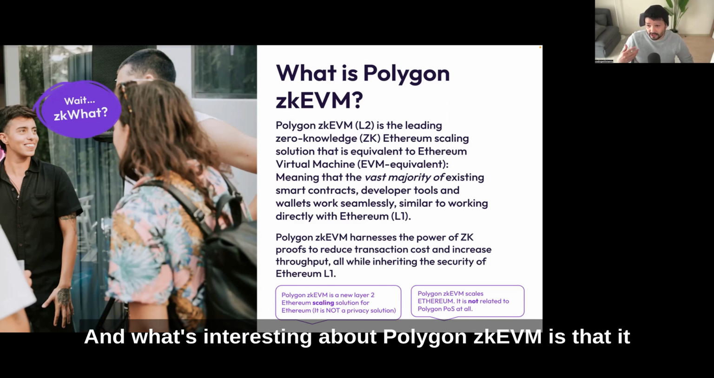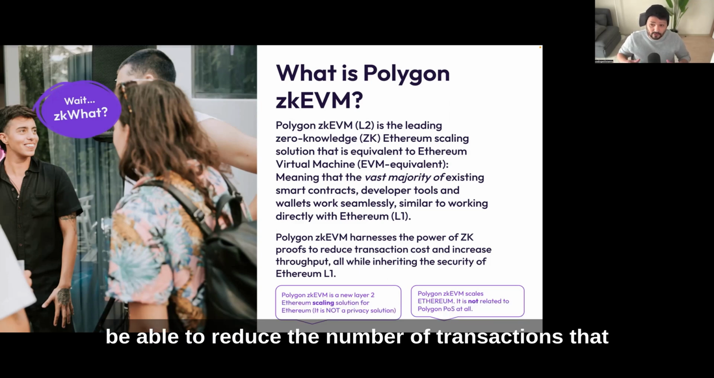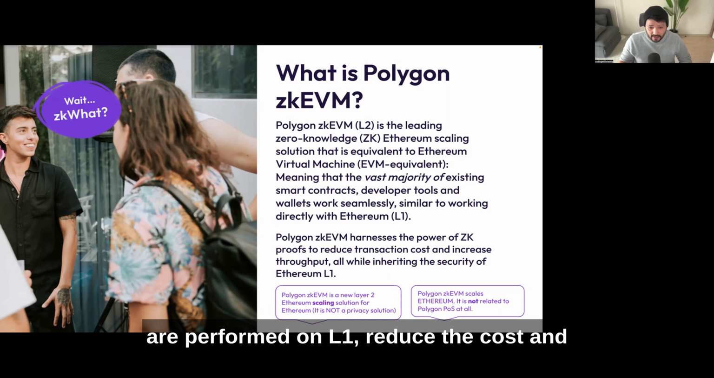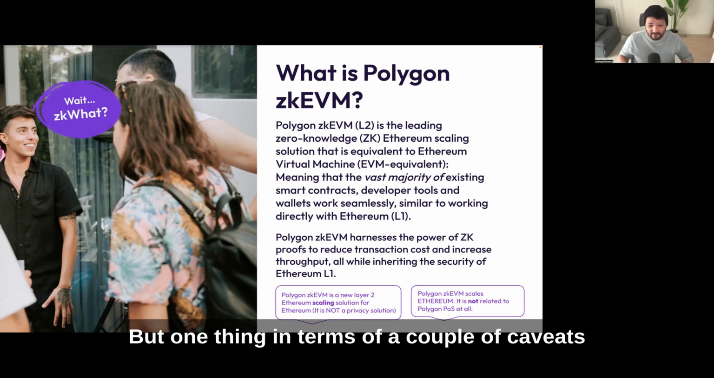And what's interesting about Polygon zkEVM is that it harnesses the power of zero knowledge proofs to reduce the number of transactions that are performed on L1, reduce the cost, and inherit the security from L1. But one thing in terms of a couple caveats, right?